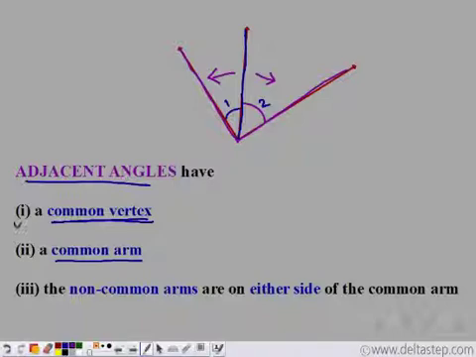If all the three conditions are satisfied, then we say that the angles are adjacent angles. For any two angles, note that all three conditions have to be satisfied and not just one or two. All three conditions have to be satisfied for them to be adjacent angles.